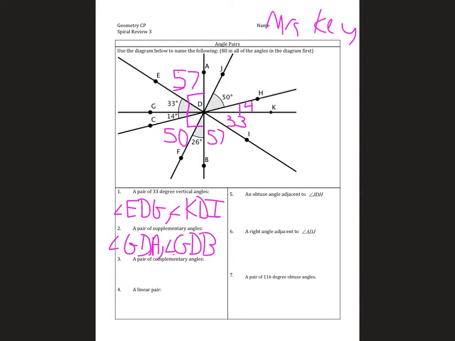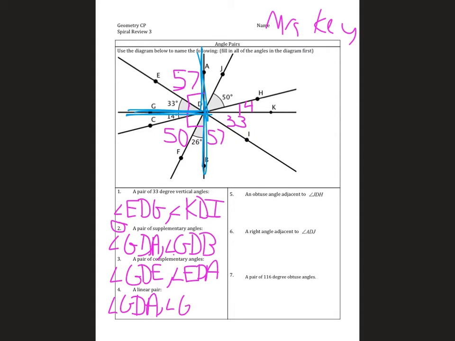So I'm going to go ahead and pick GDE and EDA. A linear pair. Well, luckily, in number 2, I picked a pair of supplementary angles that were connected, GDA and GDB. I'm going to mark those in blue here. They're both 90 degrees, actually. And so I'm going to pick those again for my linear pair, because a linear pair is two angles that are supplementary and adjacent. So those angles are both supplementary and adjacent.